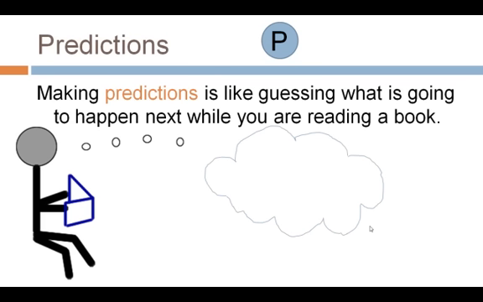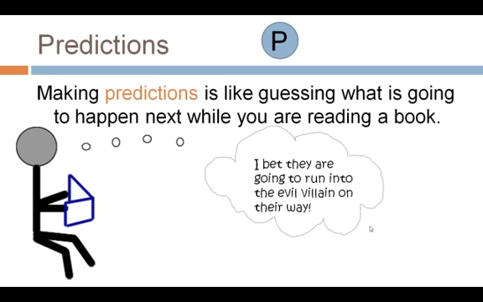The next reading comprehension strategy is making predictions. There's our circle with a P in it. I bet you didn't predict that. Making predictions is like guessing what is going to happen next while you are reading a book. So here we have our reader. Let's see what his prediction is. I bet they are going to run into the evil villain on their way. He gathered what he knew from the reading and made a prediction.